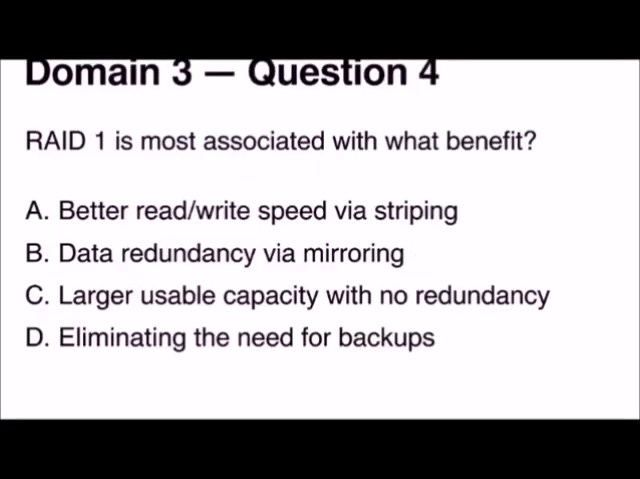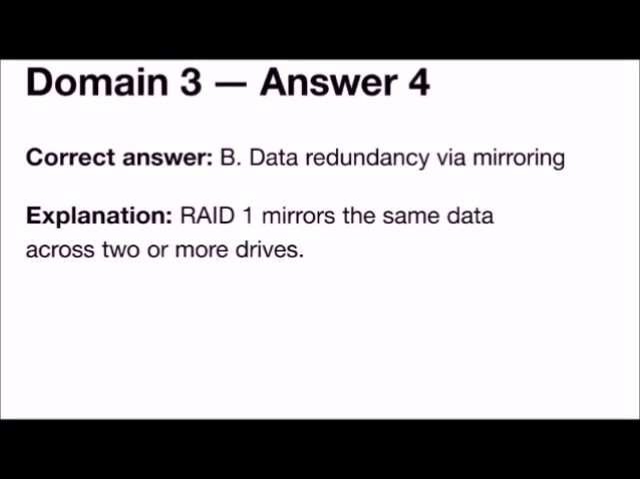Question 4. RAID 1 is most associated with what benefit? A. Better read/write speed via striping. B. Data redundancy via mirroring. C. Larger usable capacity with no redundancy. D. Eliminating the need for backups. Correct answer: B. Data redundancy via mirroring. Explanation: RAID 1 mirrors the same data across 2 or more drives.